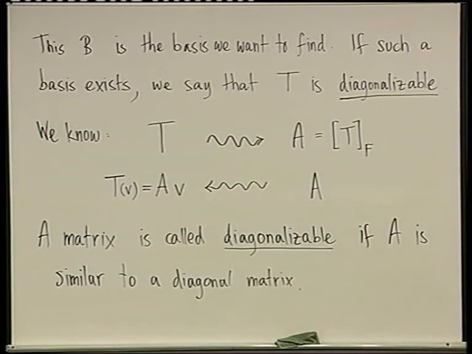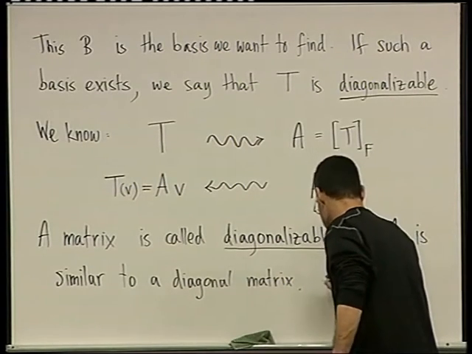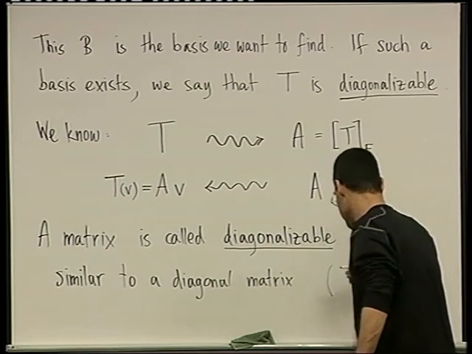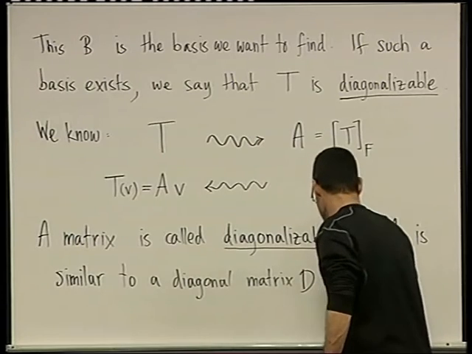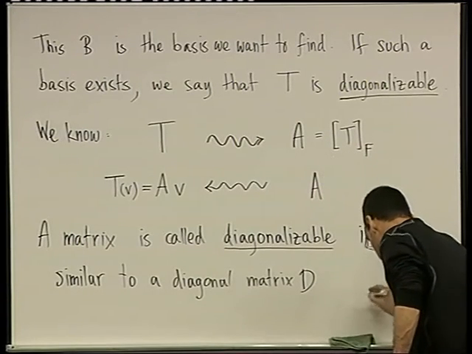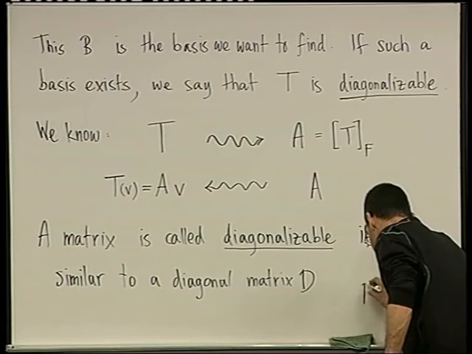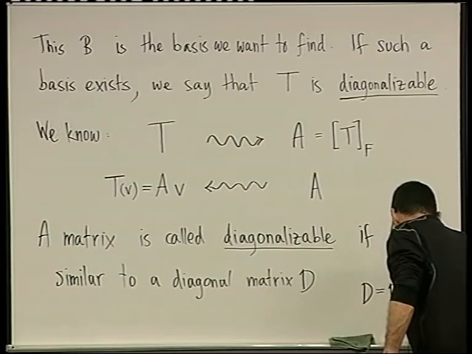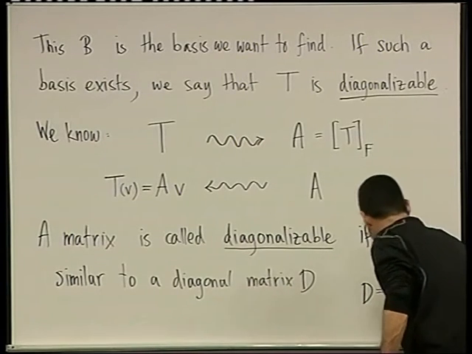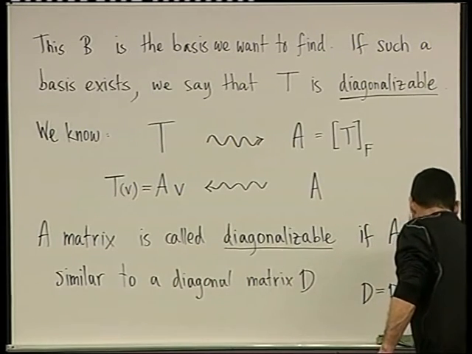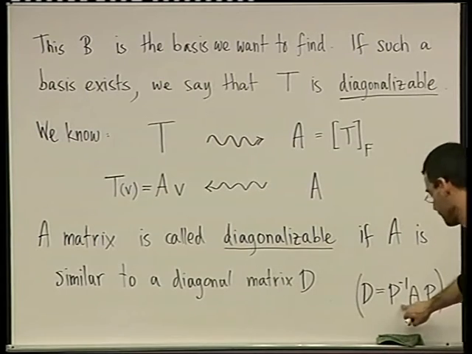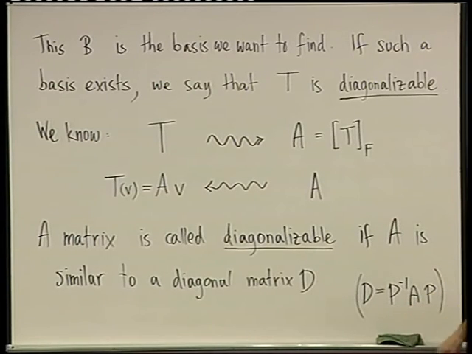Good? Okay. So maybe I'll add here. This is so D, the diagonal matrix, and we know what it means. It means that D equals P inverse A P for some invertible matrix P, which we even know how to find.